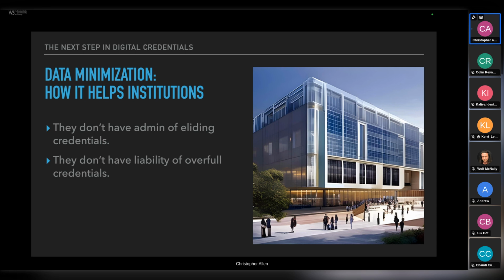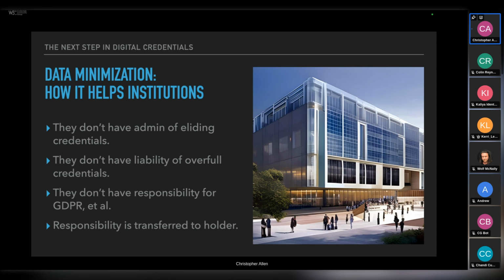Thus, they also don't have the liability of overfull credentials, having too much data in there, because it is all elidable by the holders. This lowers your responsibility. I probably should have put a legal caveat here. You still have responsibilities in GDPR, but it lowers your responsibility for GDPR because some of it is specific to the holder.